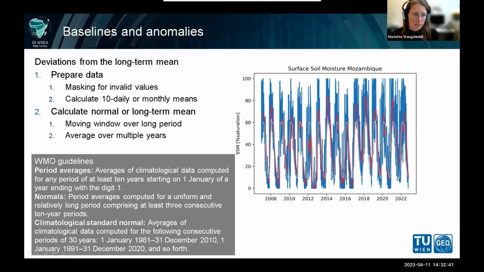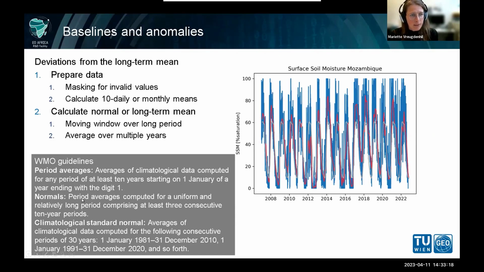So what do the WMO guidelines tell us? There are three types of normals or averages. The first one is the period average, which is an average of climatological data computed for any period of at least 10 years, starting on the 1st of January of a year ending with the digit 1. So this would be, for example, from 2001 to 2011, etc. What we can do for this data set is calculate this for 10 years of data, so we can have a period average of 10 years.